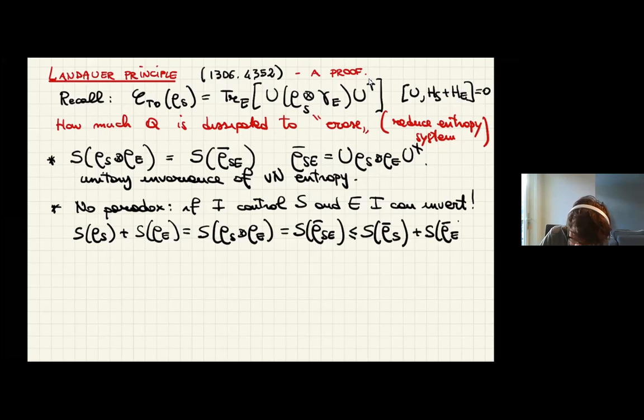Now, the system part, for example, is this guy here. And the environment part you can get by doing the trace on S instead of on E. No? So these are the local states of the system and environment at the end of the interaction.